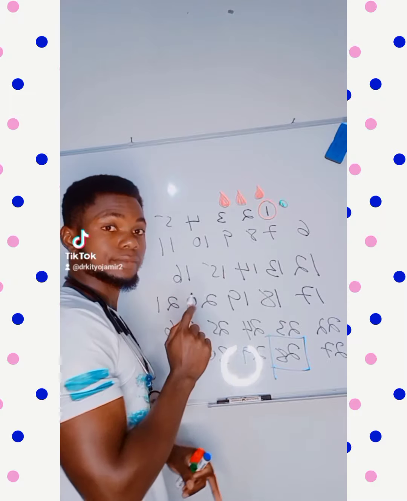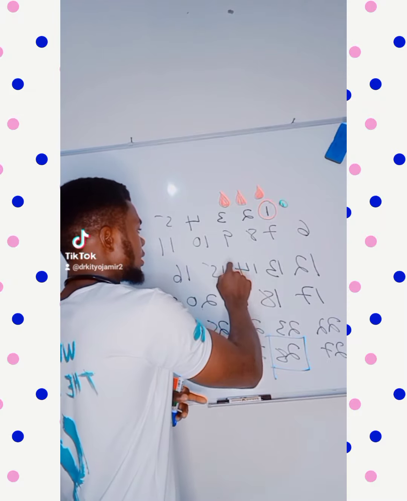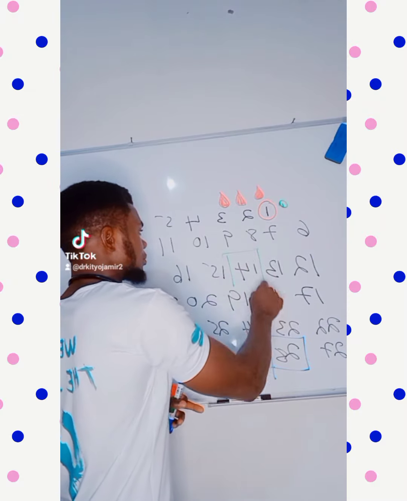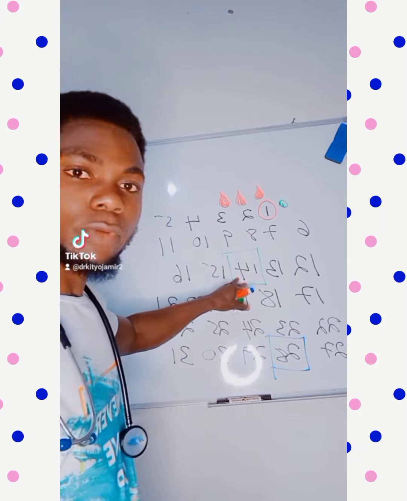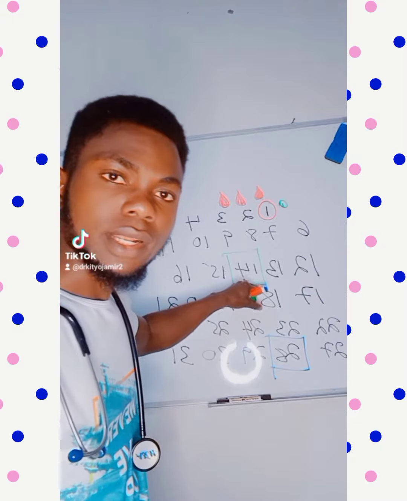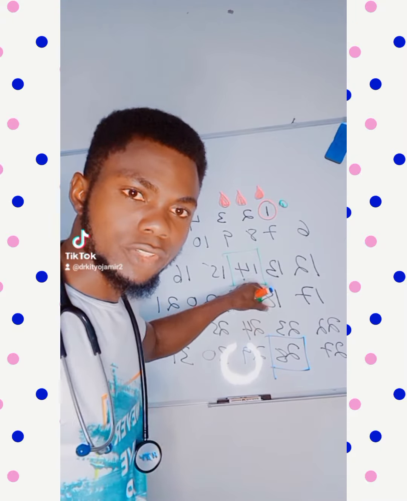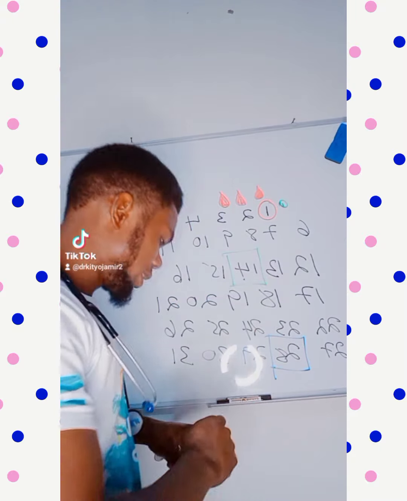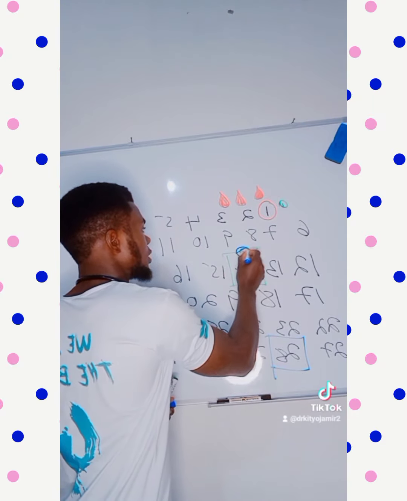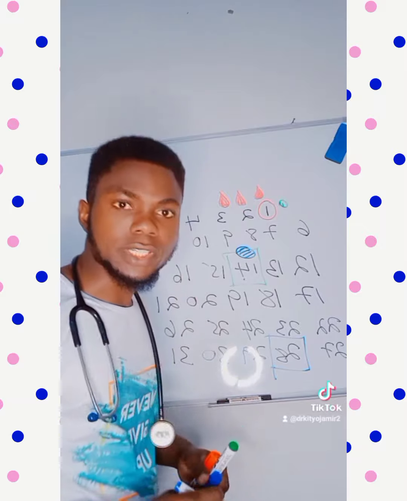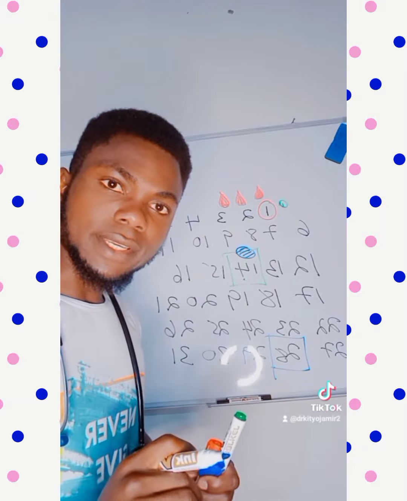1, 2, 3, 4, 5, 6, 7, 8, 9, 10, 11, 12, 13, 14. Now when you reach 14, this is the day we are expecting our lady to ovulate. So ovulation is expected here. This is where we expect ovulation to take place, on the 14th day.